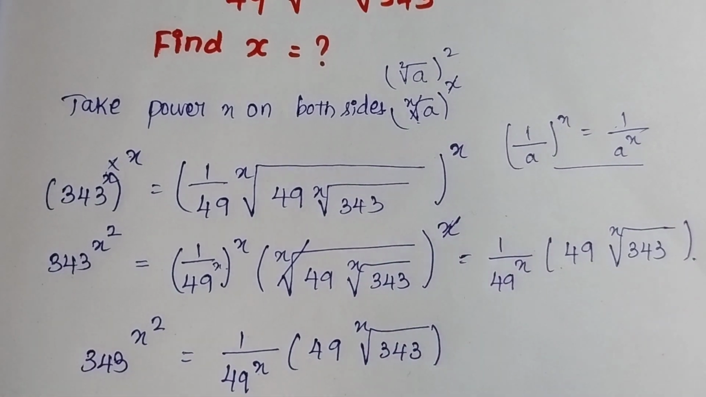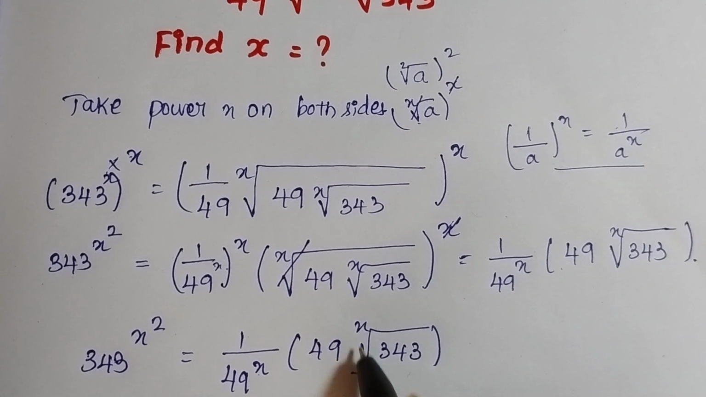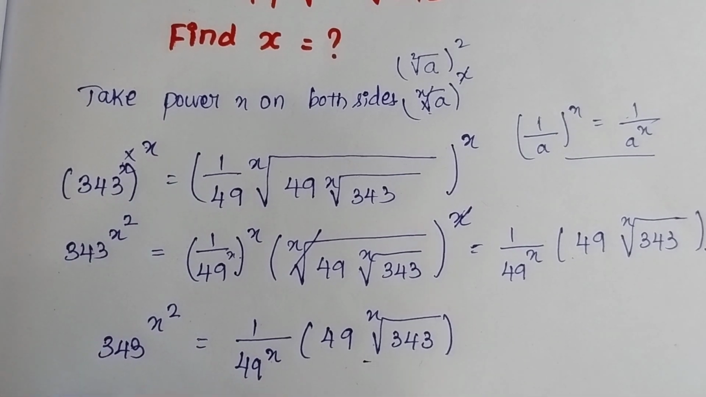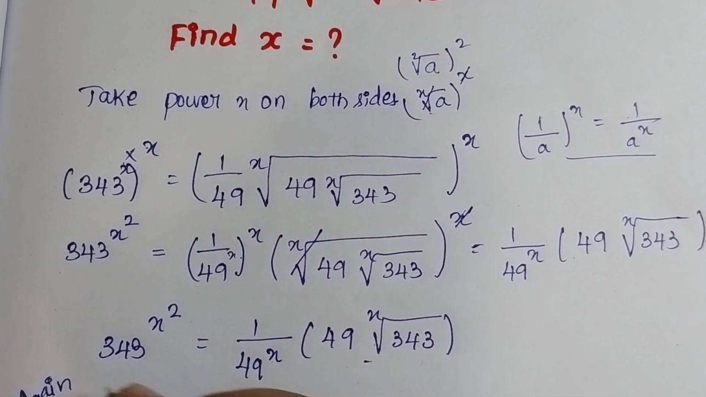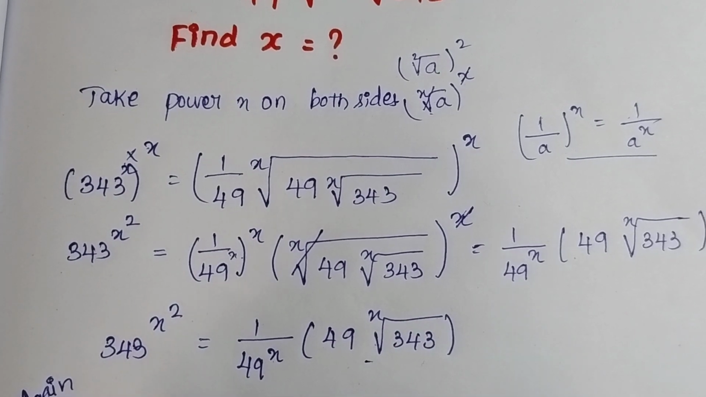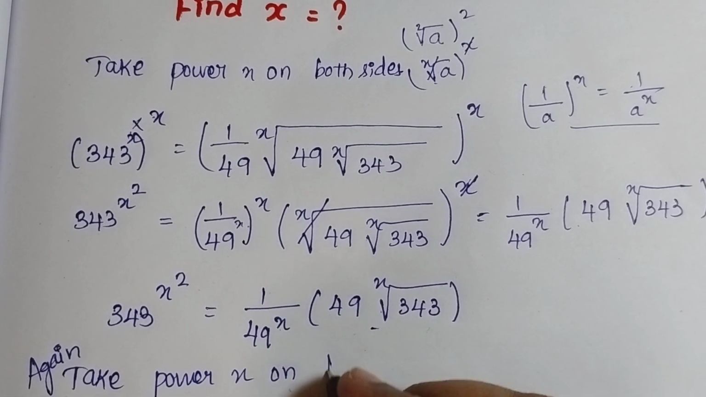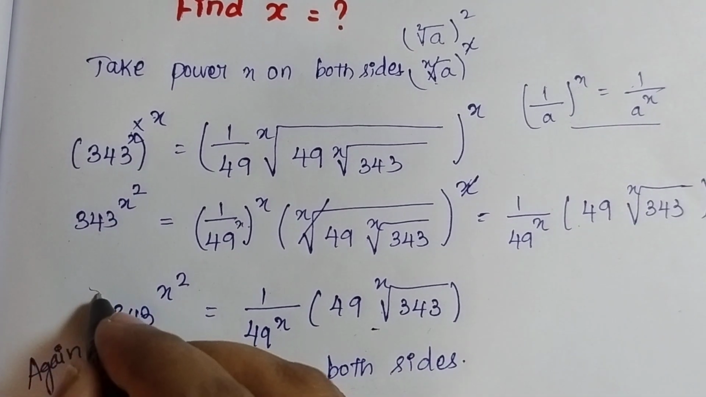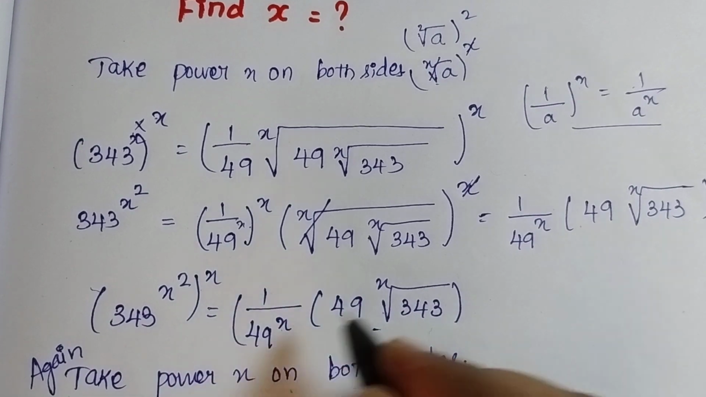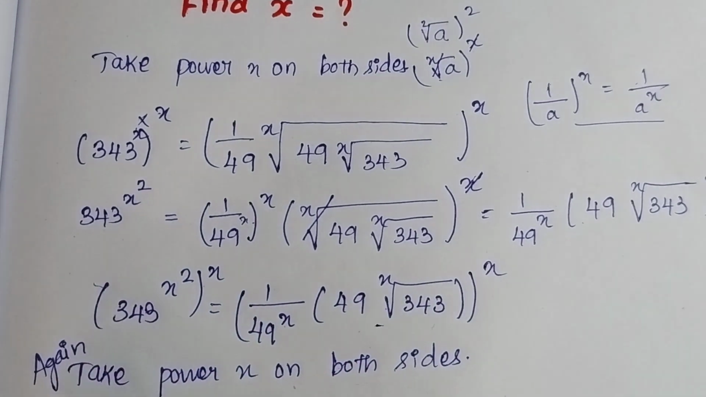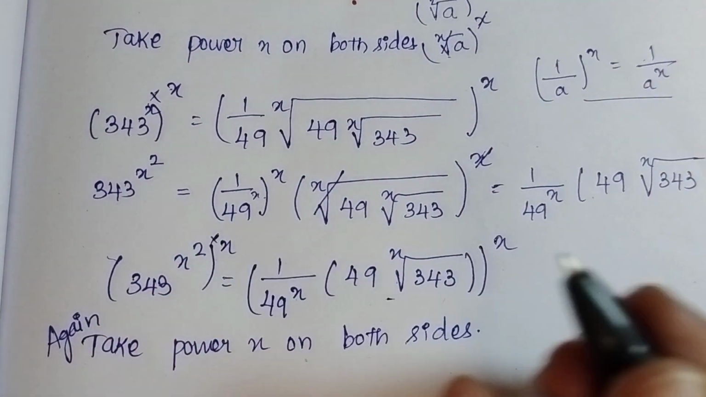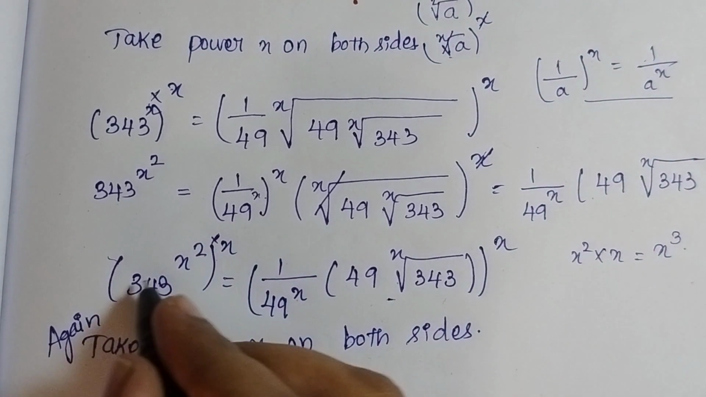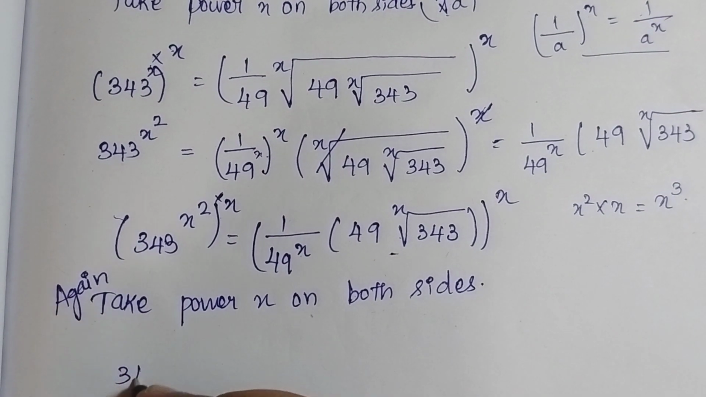So now we have another root x there. So in order to remove this, I'm going to take again power x on both sides. Okay, so if I'm raising power x on both sides, then both get multiplied. So x square into x becomes x cube, right? So this becomes 3, 4, 3.